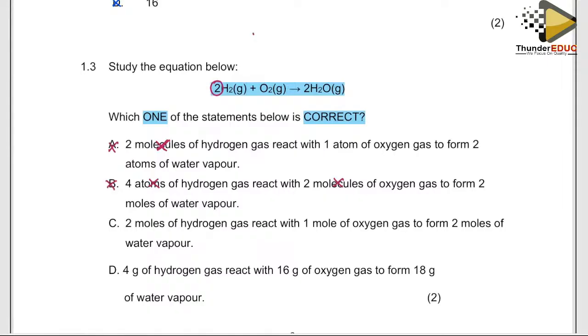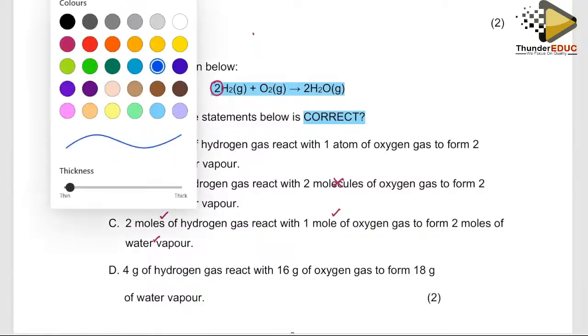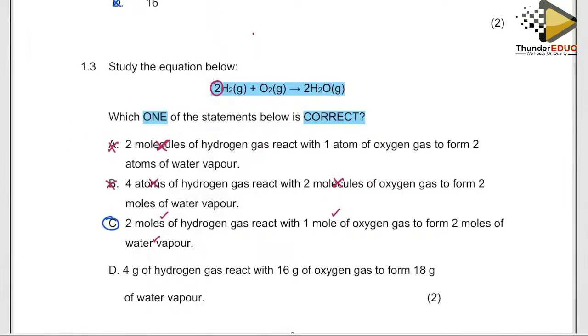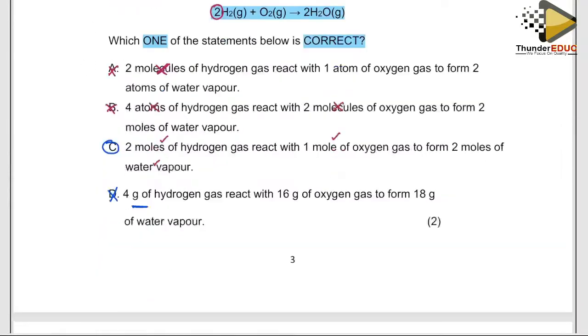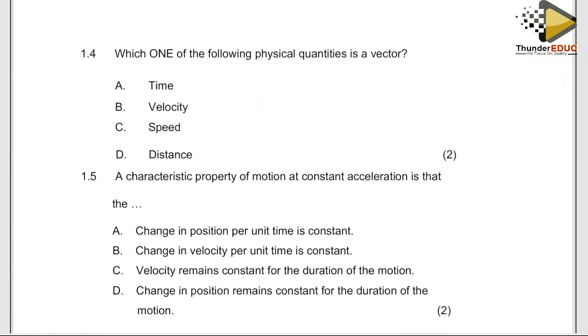Then C reads 2 moles of hydrogen gas, which is true, reacts with 1 mole of oxygen gas, which is true, to form 2 moles of water vapor, which is also true. So our correct answer there is going to be option C. Therefore, automatically this one is going to be incorrect because they are talking about grams there. Then we are going to proceed to the next question, which is our 1.4.